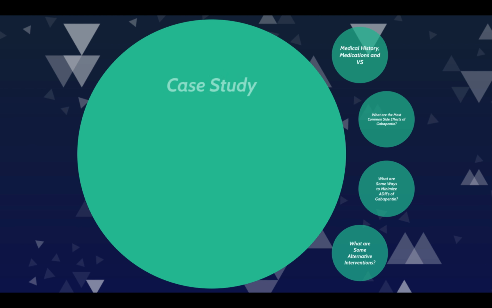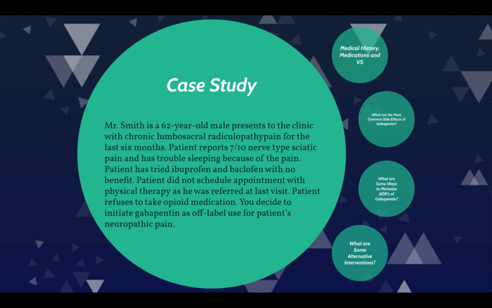So now we're going to go over a quick case study regarding gabapentin. Let's set up our patient here. Mr. Smith is a 62-year-old male presenting to our clinic today who has been having chronic sciatic pain for about the last 6 months. He's been reporting his pain as a 7 out of 10, and he's been having trouble sleeping because of that pain.